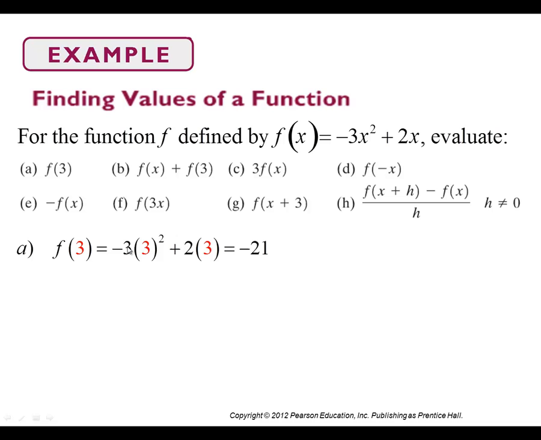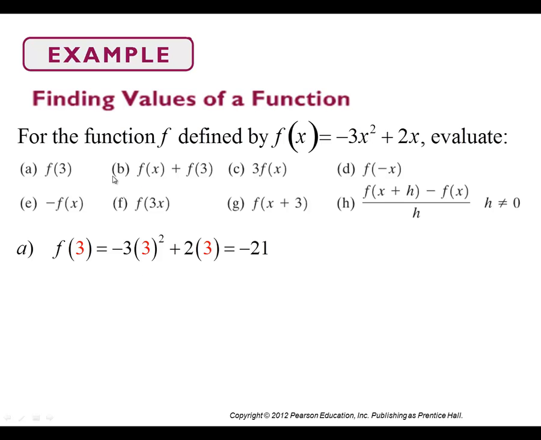And so what are we going to do first? Are we going to apply the exponent first, or are we going to multiply first? Well, the order of operations tells you to apply the exponents first. So this would be 3 squared is 9. 9 times negative 3 is negative 27. Negative 27 plus 6 is negative 21.